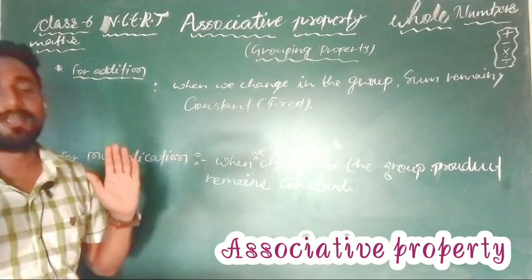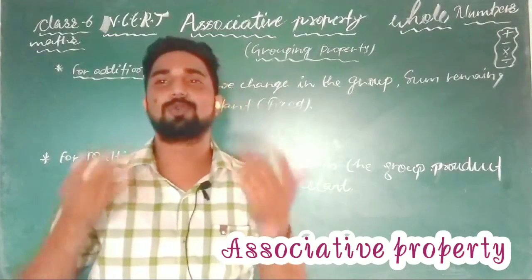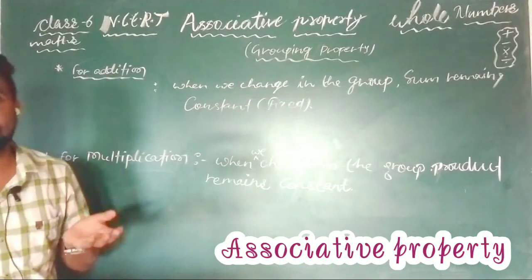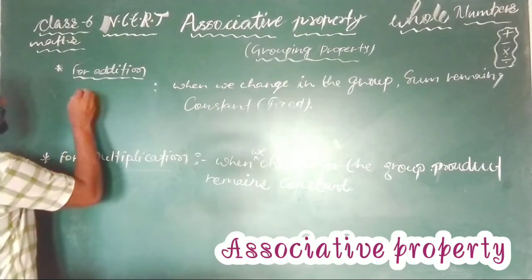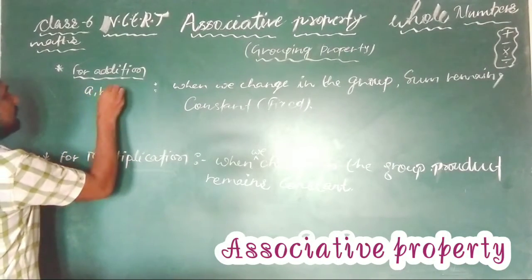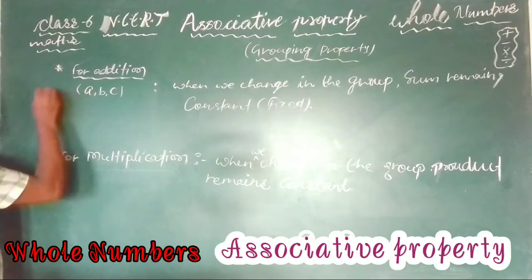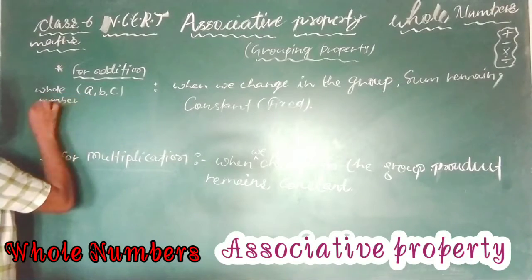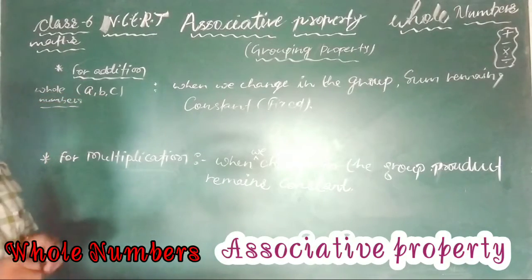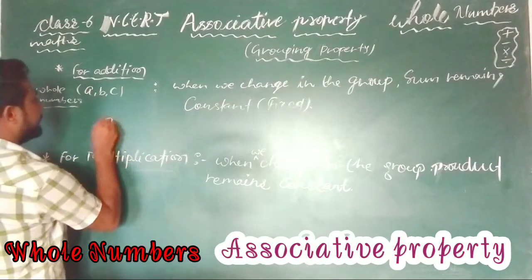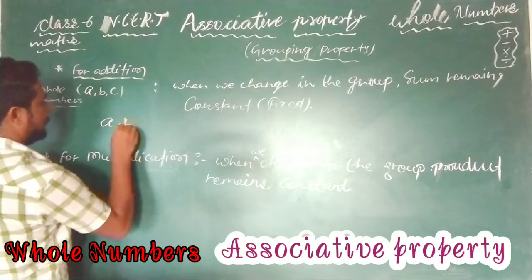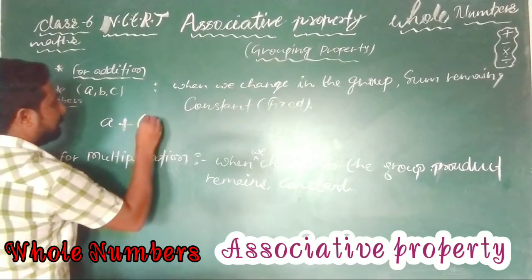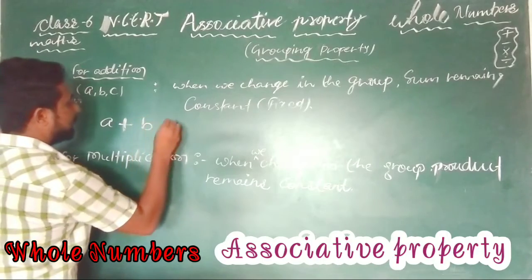It's very simple. It means when you make a change in the group. Let me tell you about the group, who the members of the group are. There is a group, and in that group 3 members are there, A, B and C. These 3 are the members, and these all are whole numbers. So A is a whole number, B is a whole number, and C is a whole number. If you write it, it is for the addition operation, so the plus operation will be there: A plus B, let me write first, plus C.